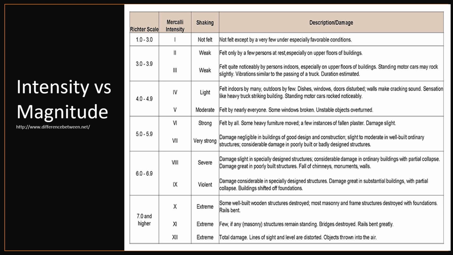Say for example, a magnitude 6 to 6.9 can be registered in Mercalli scale as intensity 8 to intensity 9. These are categorized as severe and violent earthquake. So, ano nangyayari sa magnitude? So, for example, magnitude 6.9. So, that is categorized as violent earthquake. So, ano nangyayari dyan? Damage considerable in specially designed structures. Damage great in substantial buildings with partial collapse.